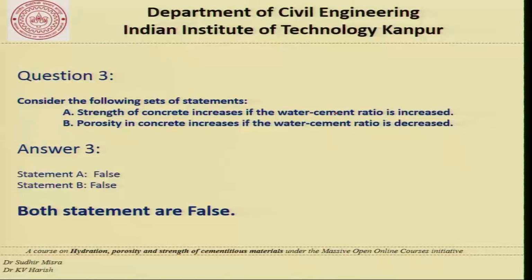So which actually relates to the part B of the question, which says porosity in concrete increases if the water cement ratio is decreased. So please be careful when you read these statements. Here it increases when this is increased, here it increases if it is decreased. So you have to be careful when you read these questions and look at each of them very carefully. So in this particular case, statement A and B are both false.